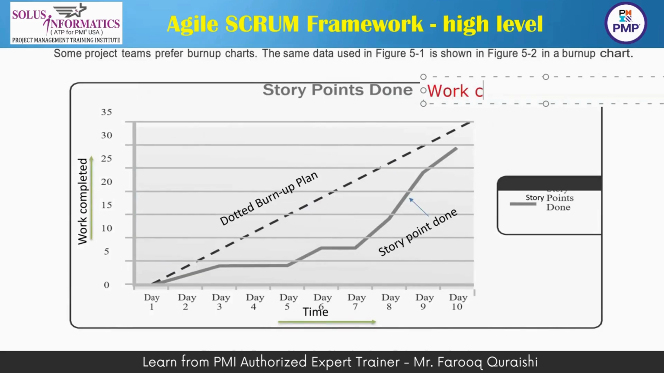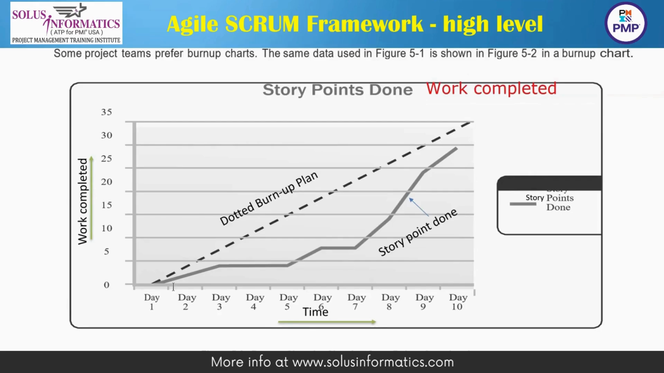The burn up chart shows the work completed. The burn down chart was showing you the work remaining; this shows the work completed. Again, this is the dotted burn up plan, and these are the story points that have been completed. In the previous one, it was the story points remaining. So how many story points have been churned out on day 2, day 3, day 4, day 5?